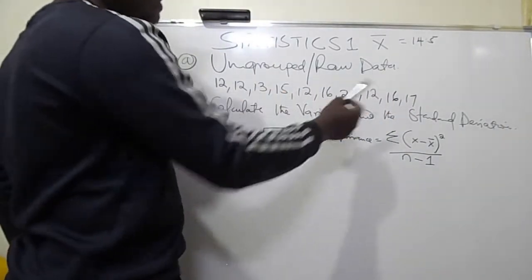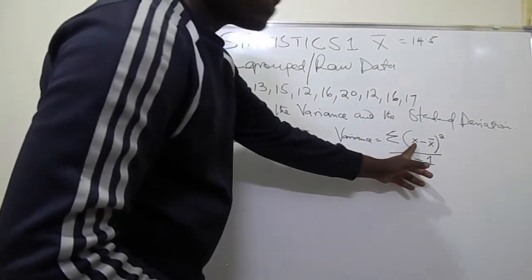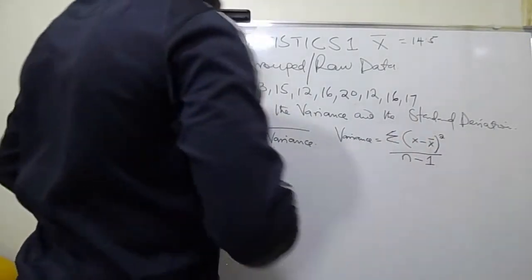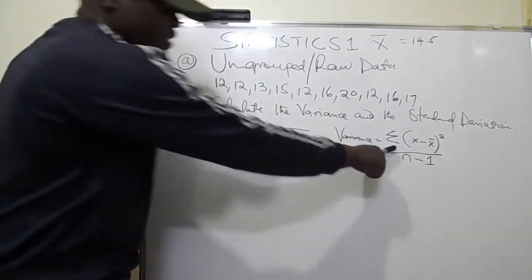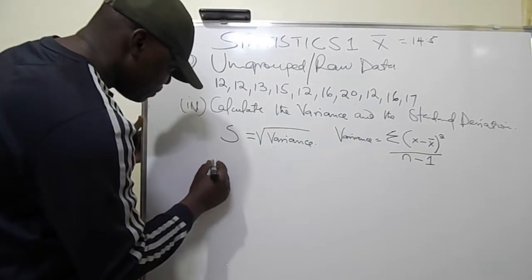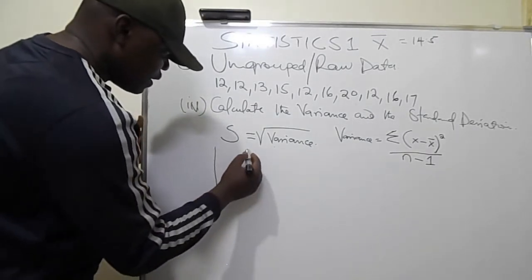Like for example, here it is 10. Alright? So we are going to know what the value of x is and the value of x bar is. Very simple. So because of this, we are going to come up with a table. And this is the table. Okay?